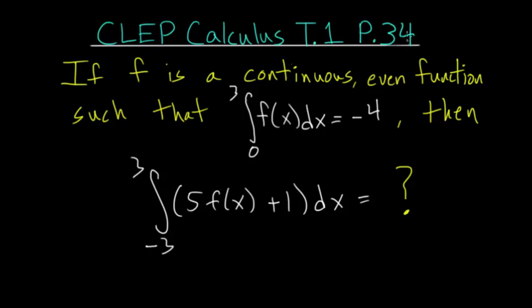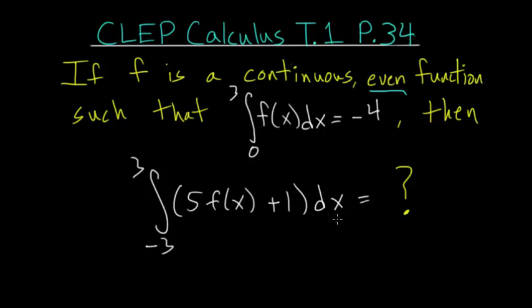For problem 34, if f is a continuous even function such that the integral from 0 to 3 of f of x dx is equal to -4, then what is the integral from -3 to 3 of 5 times f of x plus 1 dx?